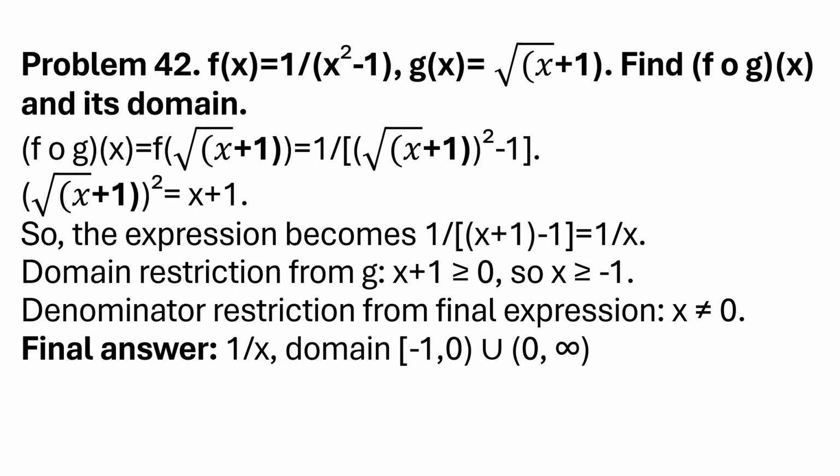We are asked to find another composition and determine its domain. Substituting one function into the other and simplifying gives 1 over x. The denominator cannot equal 0. In addition, the square root expression requires x plus 1 to be greater than or equal to 0. Combining these restrictions, the domain is from -1 to 0, not including 0, together with 0 to infinity.